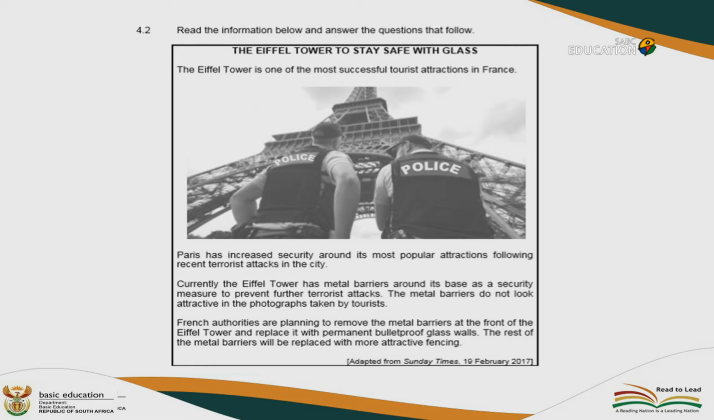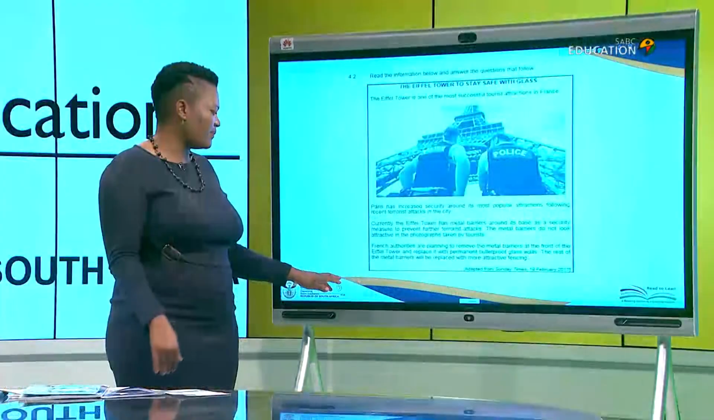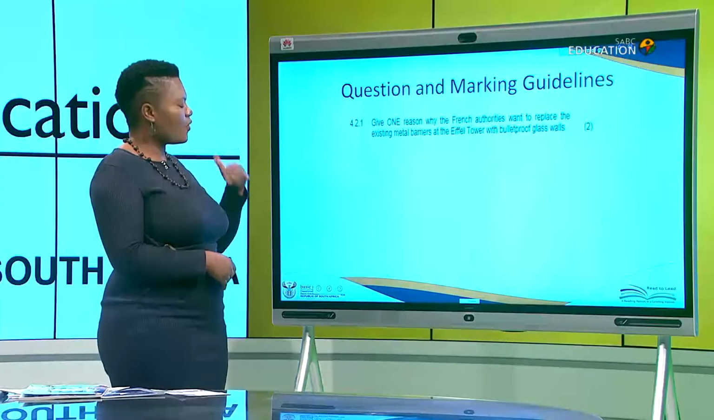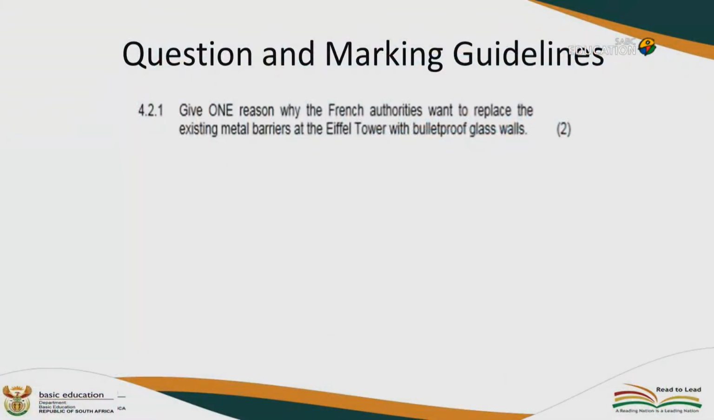The metal barriers do not look attractive in the photographs taken by tourists. French authorities are planning to remove the metal barriers at the front of the Eiffel Tower and replace it with permanent and bulletproof glass walls. The rest of the metal barriers will be replaced with more attractive fencing. Remember what ma'am always says, in the exam you read your case study for the first time, you go and read your questions for the first time, and you go back and read for the second time.